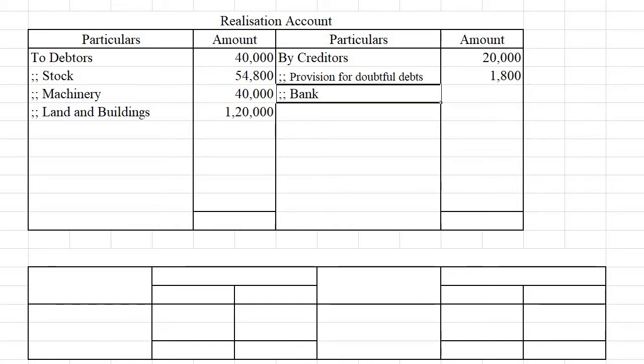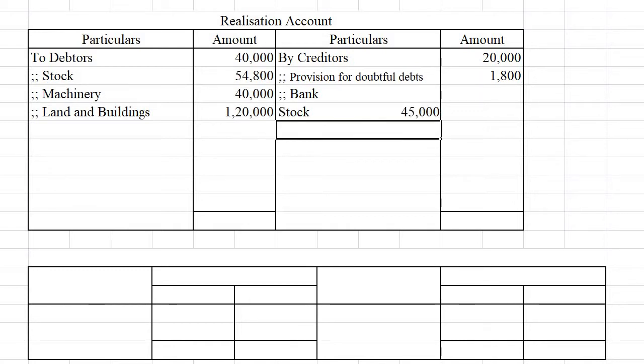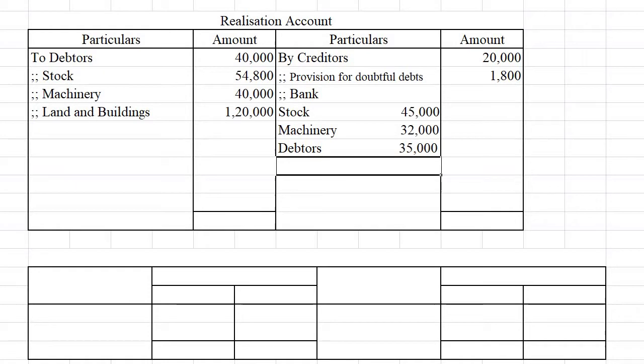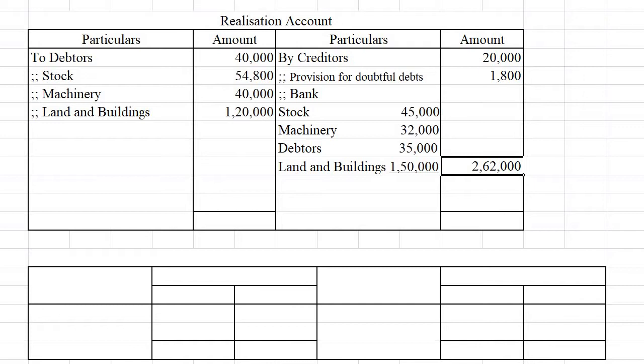By bank, the realized value of all the assets we have to sell is to be written. We can write all the assets in the inner column. Stock we have sold for 45,000. Machinery sold for 32,000. Then debtors realized for 35,000 and land and building 30,000 in excess. That means 1,50,000. So the total amount of money collected from the realization of assets is 2,62,000. Okay. Now let us write the journal entry for that.